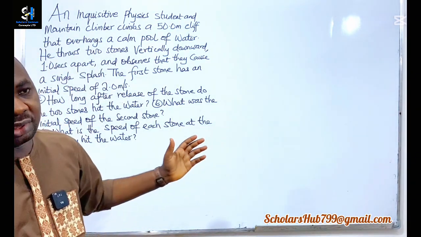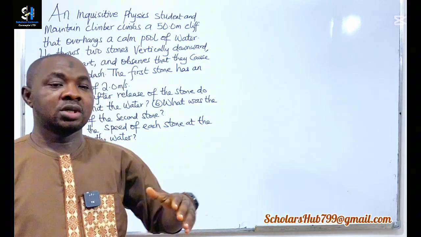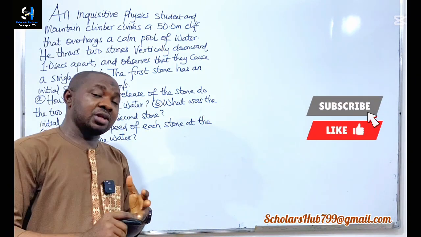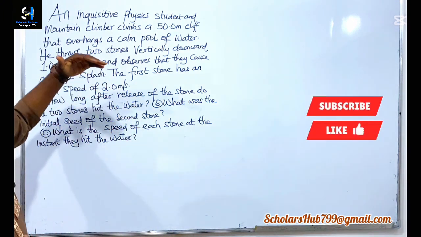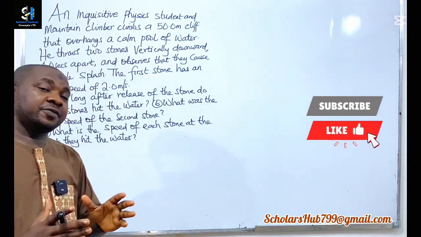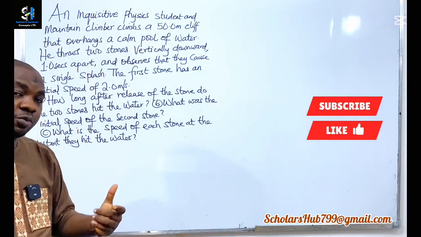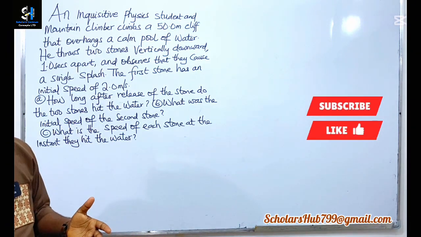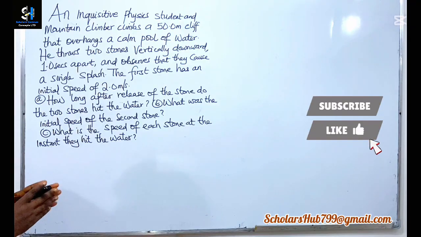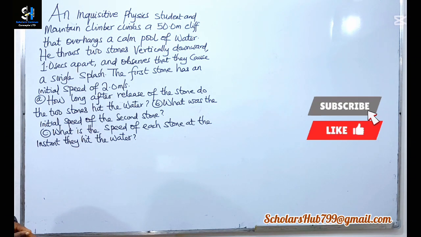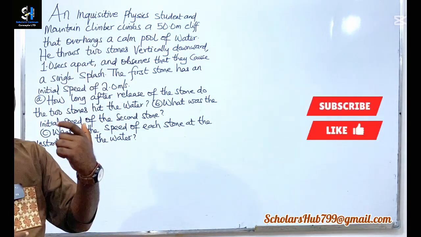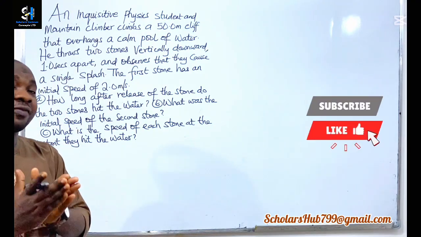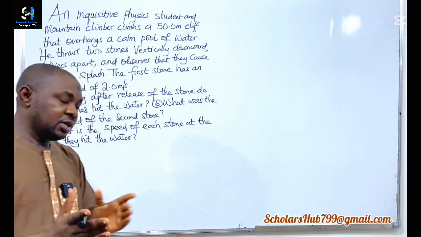So in this case, because the direction is downward, the value of acceleration, the value of vertical position, because the height of the cliff to the ground is 50 meters, will be negative. But to be able to calculate how long after release of the stone the two stones hit the water, I won't take the value of A to be negative and that of the final vertical position to be negative. Let's see how that works out.